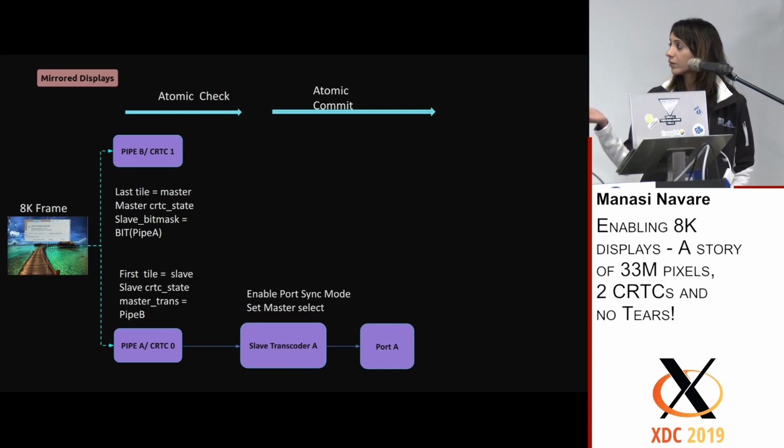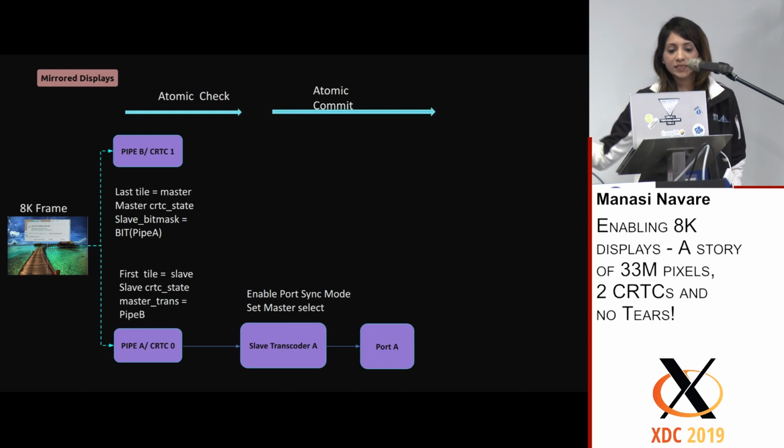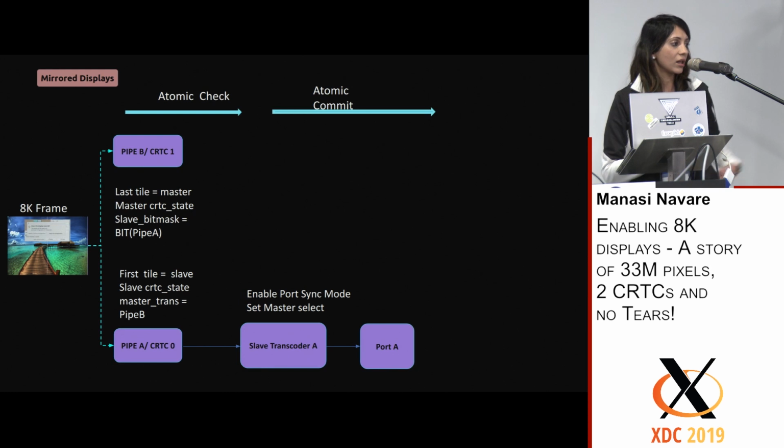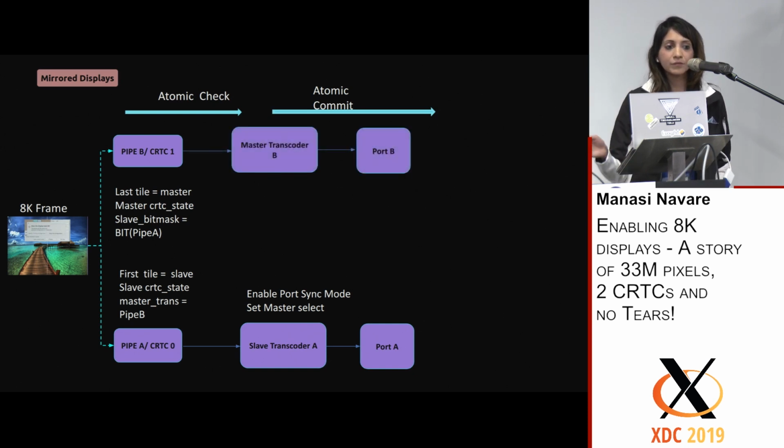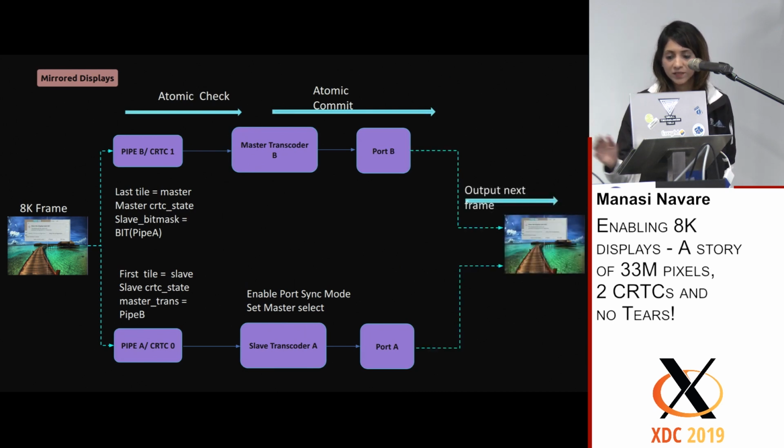This is where you actually configure the hardware and write to the hardware registers and say, okay, you have to enable the port sync mode, and this is the master select. So the slave transcoder uses the slave CRTC state and the pointer to the master transcoder to tell the hardware that this port is going to act as a master, and enables the port sync mode. Then we configure the master. So now both the ports are ready, and at this point, the hardware is configured and it knows it has to lockstep the slave and the master timings. And in that case, we should not see any tearing.